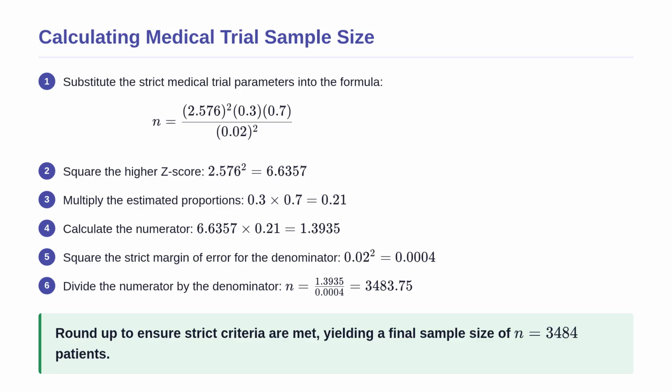0.0004. Dividing the numerator by the denominator gives 3,483.75. Rounding up, our final answer dictates that the research plan must account for exactly 3,484 patients to ensure scientific validity.